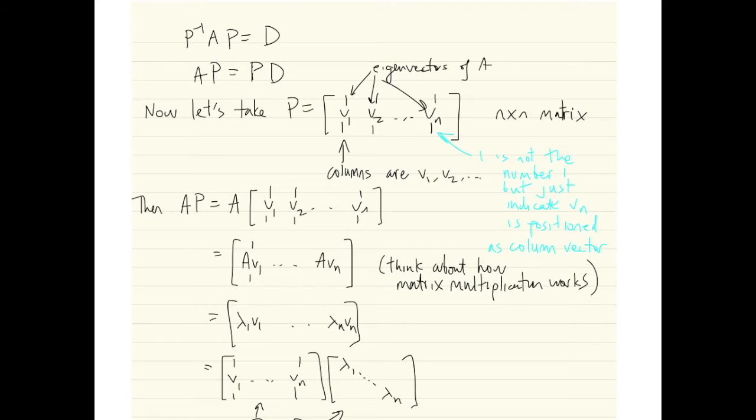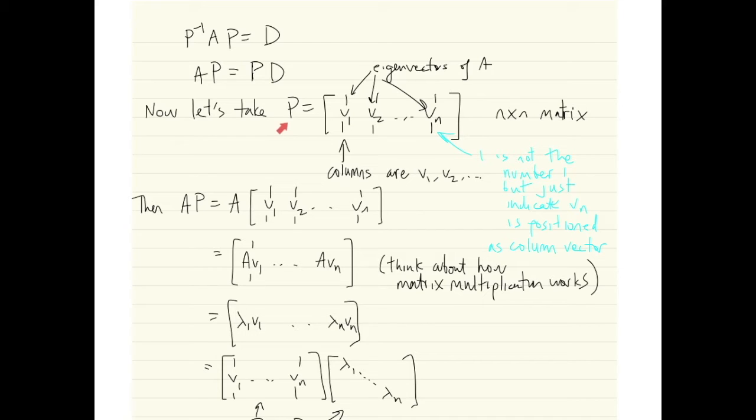Now, suppose it's the case that P inverse times A times P is equal to D. Well, we can just set D equal to P inverse A P, but suppose that D is a diagonal matrix. Now, let's multiply on the left by P on both sides. So this P times P inverse will cancel, and we're just left with AP on the left, and then P times D on the right.